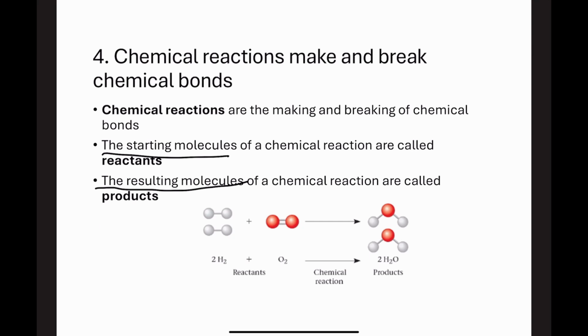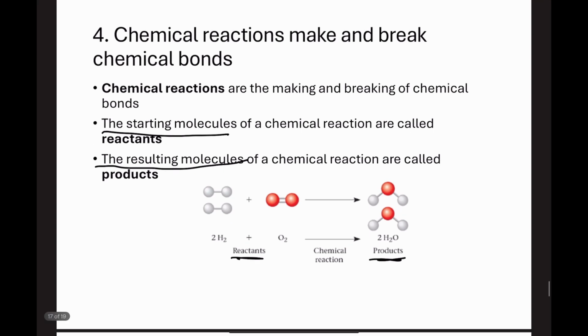And all chemical reactions must be balanced. What this means is that the number of atoms of each element on the reactant side has to be the same as the number of atoms on the product side. And this is always going to follow the law of conservation of mass, which states that matter cannot be created and it cannot be destroyed. It can only be transformed.